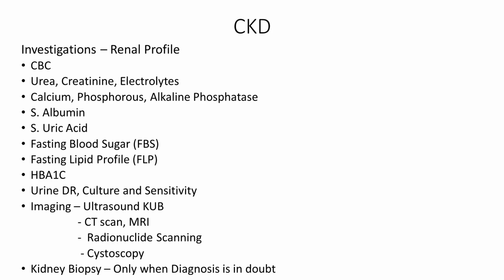unless the diagnosis is in doubt, to exclude obstructive uropathy, cystoscopy, and finally, when the diagnosis is in doubt, one may resort to kidney biopsy. But most of the time, the need for kidney biopsy does not arise because lab features and the clinical features of the patient point towards chronic kidney disease. But whenever you are in doubt, you may perform kidney biopsy, because if somebody has got an ultrasound showing small bilateral kidneys, then there is no need for doing a kidney biopsy because the diagnosis is obvious.